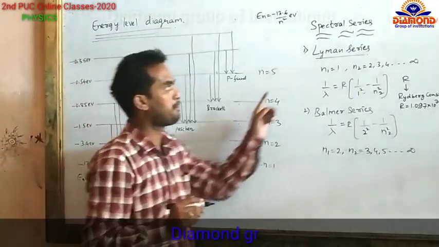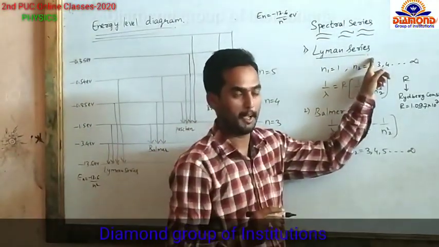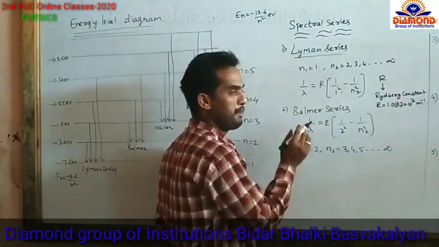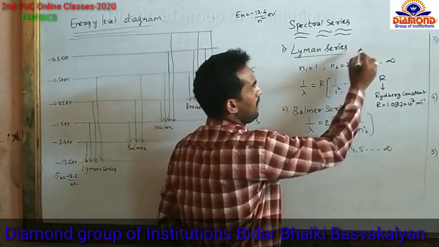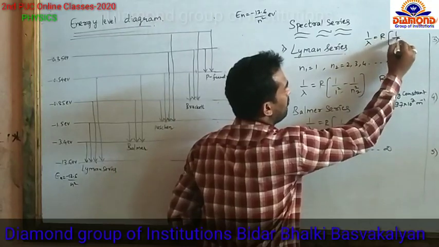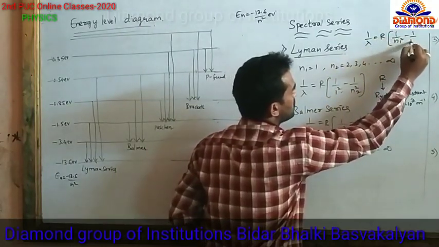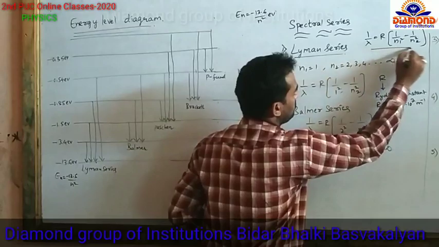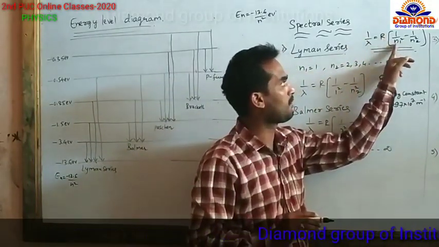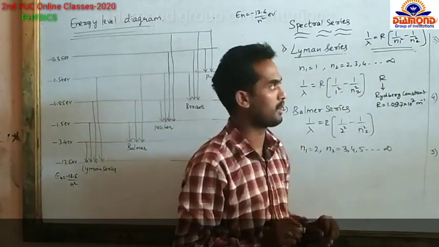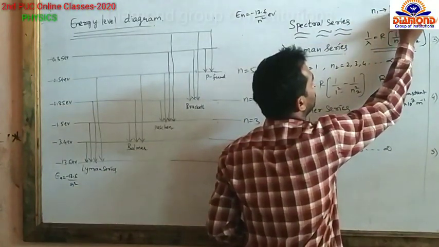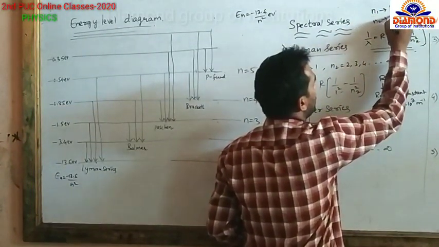So see here the mathematical expression for Lyman series, to find the wavelength. The mathematical expression used here is 1 by lambda equal to R into 1 by n1 square minus 1 by n2 square. So this is the expression: 1 by lambda equal to R into 1 by n1 square minus 1 by n2 square. What is that n1? Lower orbit. n2 indicates higher orbit.